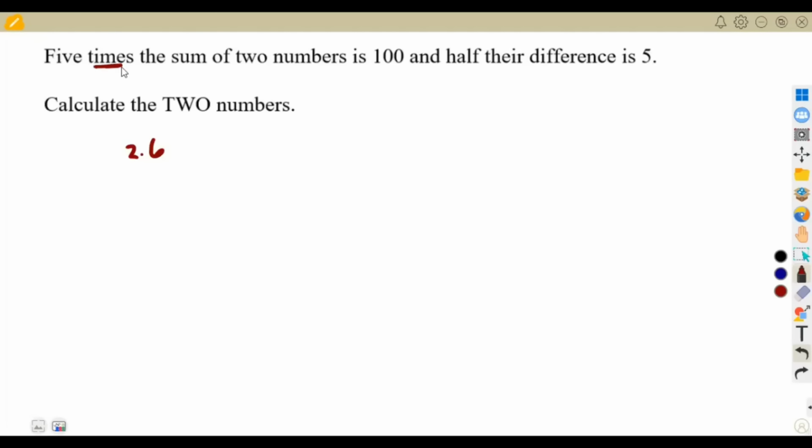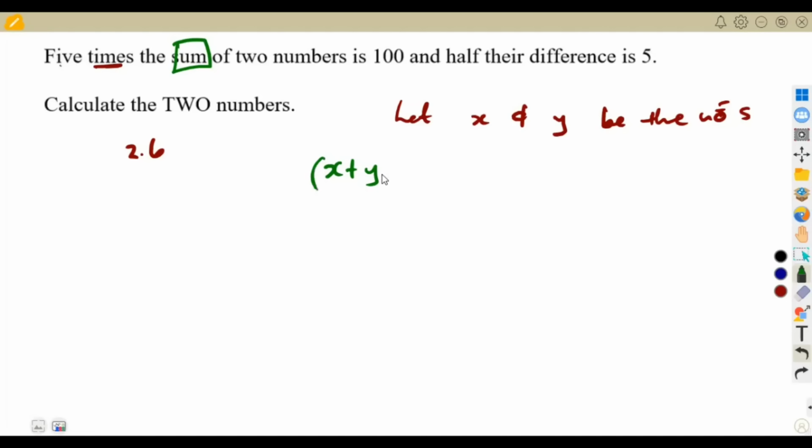So we're given 5 times, meaning to say we are multiplying, 5 times the sum of two numbers is 100. We do not know the numbers, so you can just say let x and y be the two numbers. So x and y represent the two numbers, and they're saying 5 times the sum. The sum means you are adding x plus y. Then 5 times this means you are multiplying by 5. Twice, multiply by 2, 3 times, by 3, 4 times, you multiply by 4. Whenever you're given times, it means you're going to multiply. So it's 5 times the sum, which has to be multiplied by 5 in order to give us 100.